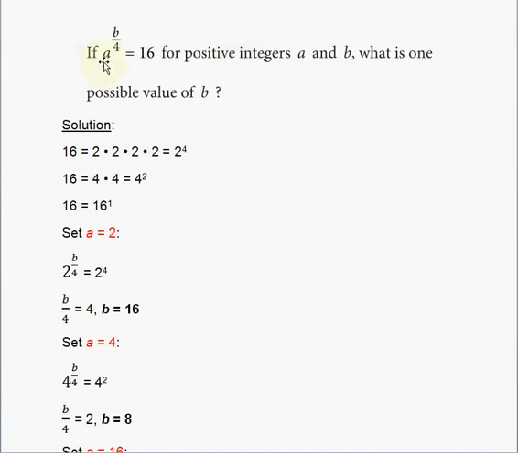It says, if a raised to the power of b over 4 is equal to 16 for positive integers a and b, what is one possible value of b? The way this question is formulated, you can tell that there are many possible correct answers here for the values of b.